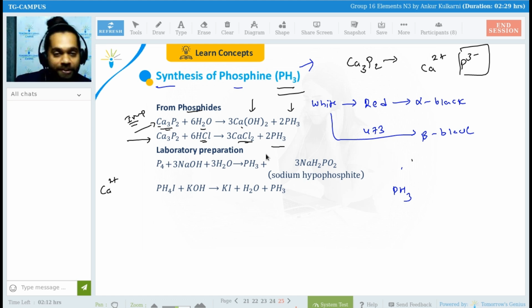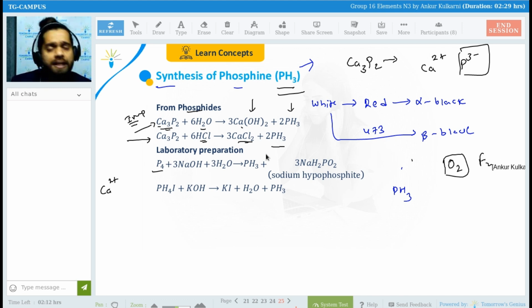Okay. Similarly, we have the laboratory preparation. Laboratory preparation means we prepare it at a small scale. So over here again, I take phosphorus. Now, as I told you, oxygen is generally in the O2 state, fluorine is in the F2 state. Similarly, phosphorus in nature is in the P4 state.